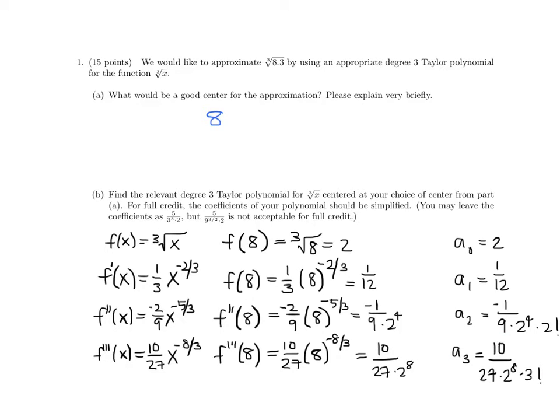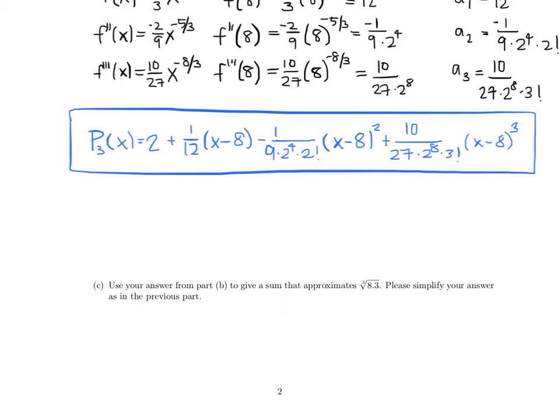Putting this all together, we're able to write down the relevant degree 3 Taylor polynomial for the cube root of x centered at 8, and we get the following. And there we have it. Remember that we have x minus c, our center being c, which is 8, in each of the terms. We have a0, a1, a2, and a3. And that's our final answer.